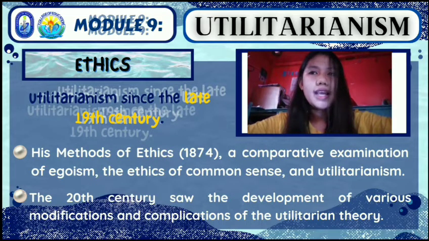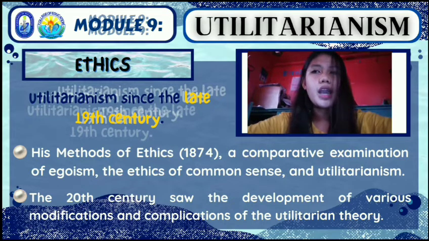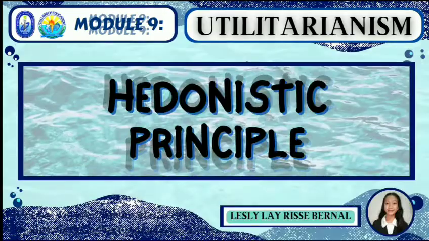Noong late 19th century naman, ang utilitarianism ay isa sa nangingibabaw na teoryang etikal na ginagamit noong sumusulat si Wig na pinakamasusing pagsusuri ng mga kahihinatnan ng utilitarianism bilang isang patnubay para sa personal na moral na pag-uugali na matatagpuan sa kanyang Methods of Ethics noong 1874. Isang paghahambing ng egoism, ang etika ng sentido komun at utilitarianism. Ang teoryang utilitarian ay sumasailalim sa ilang mga pagbabago at komplikado noong 20th century.